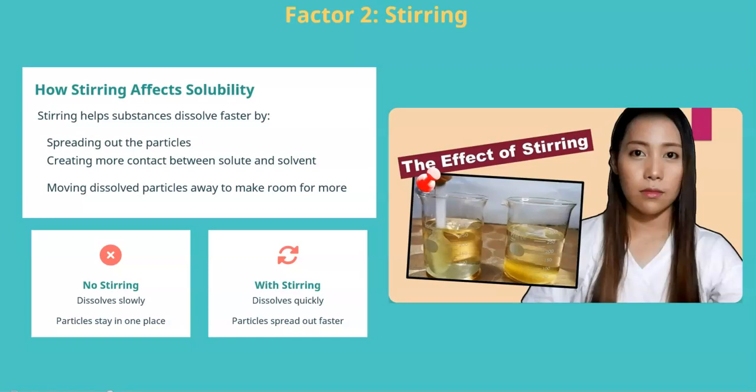For factor 2, it is stirring. How does stirring affect solubility? Stirring helps substances dissolve faster by spreading out the particles, creating more contact between solute and solvent, moving dissolved particles away to make room for more. Some mention this term as agitation. With agitation or stirring, the solute dissolves quickly because the particles spread out faster. Whereas with no agitation or no stirring, it dissolves slowly because particles stay in one place.